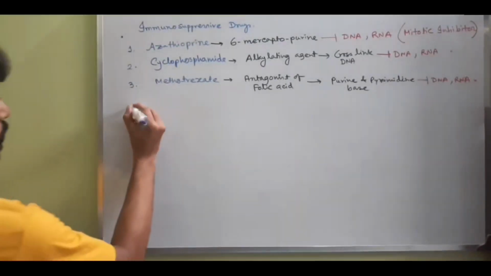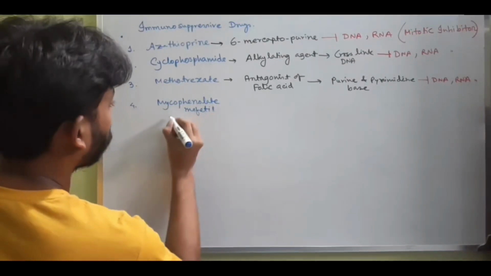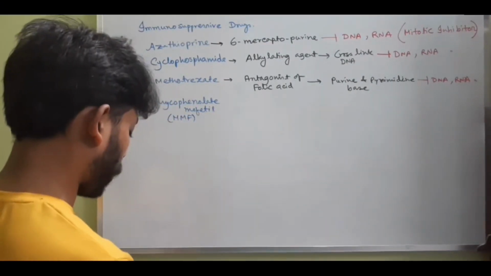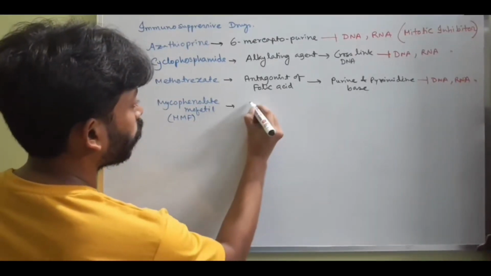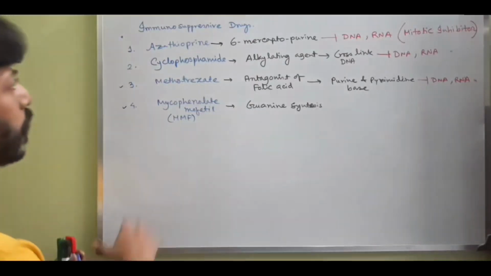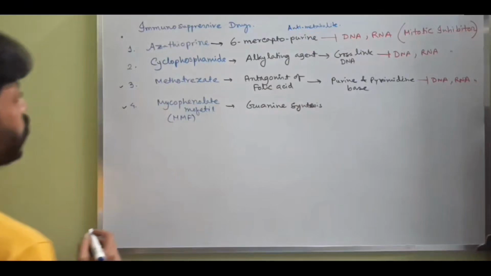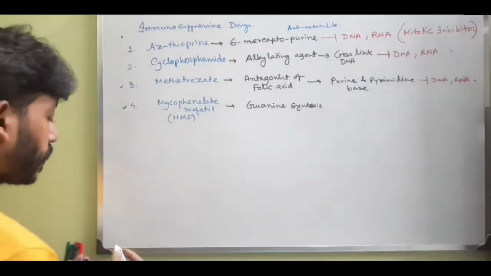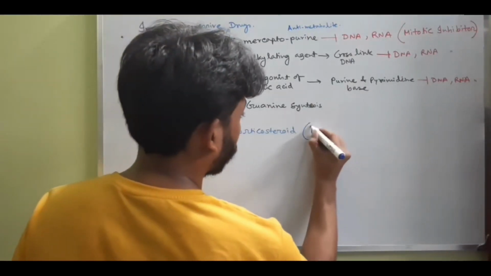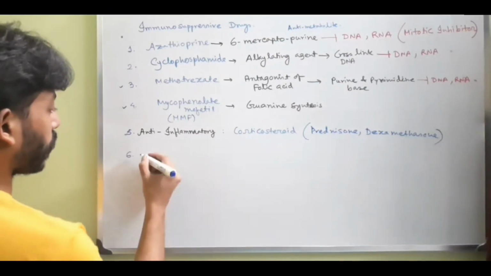Another immunosuppressive drug example is mycophenolate mofetil, also known as MMF. This drug directly inhibits guanine synthesis, and so prevents DNA synthesis and RNA synthesis. These 4 types of medicine are called anti-metabolites. Now I will show you another form of immunosuppressive drug called anti-inflammatory corticosteroids. Examples are prednisone and dexamethasone.